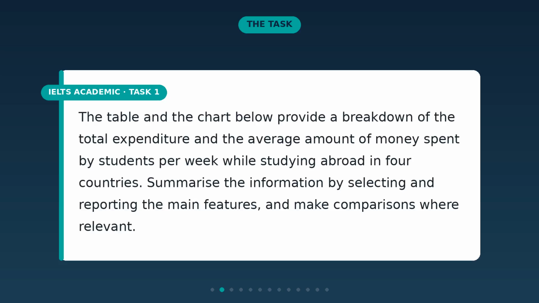Here is the task. The table and the chart below provide a breakdown of the total expenditure and the average amount of money spent by students per week while studying abroad in 4 countries. Summarize the information by selecting and reporting the main features and make comparisons where relevant.